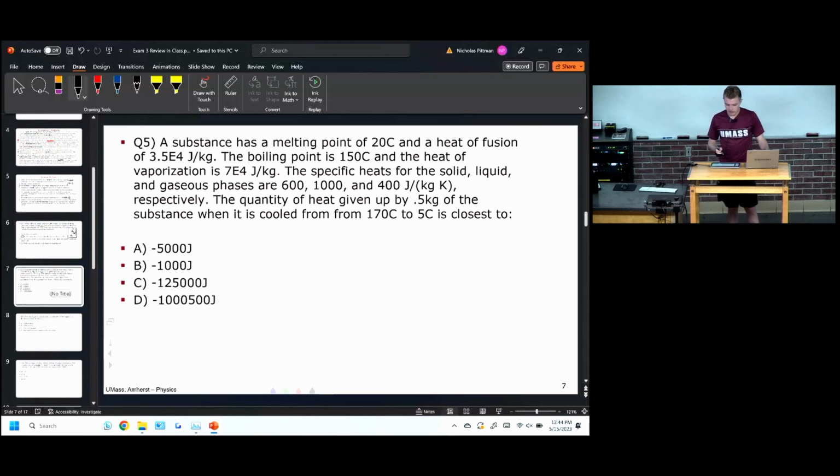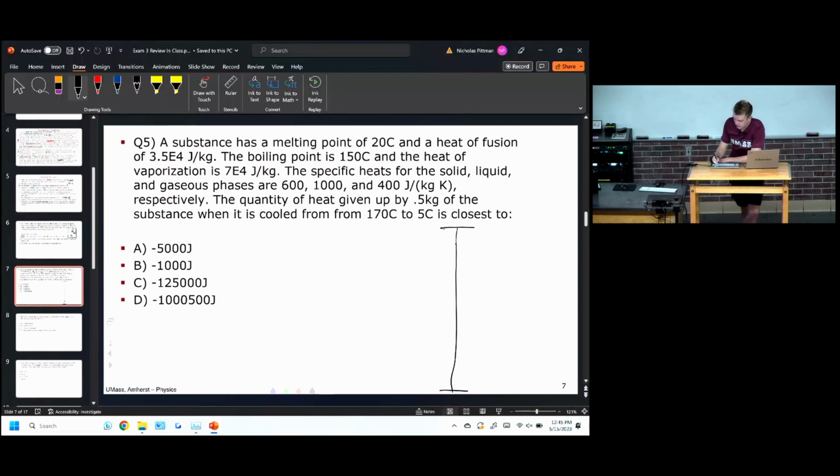Okay, this problem is a lot of text. Basically, it's telling you to start with, let's say, water at 200 Celsius, so well above the boiling point, and you're cooling it all the way until it's -5 Celsius, below its freezing point, and asking for how much heat is required for that process. So basically, you'll see in the solutions video, I just draw a giant temperature scale here.